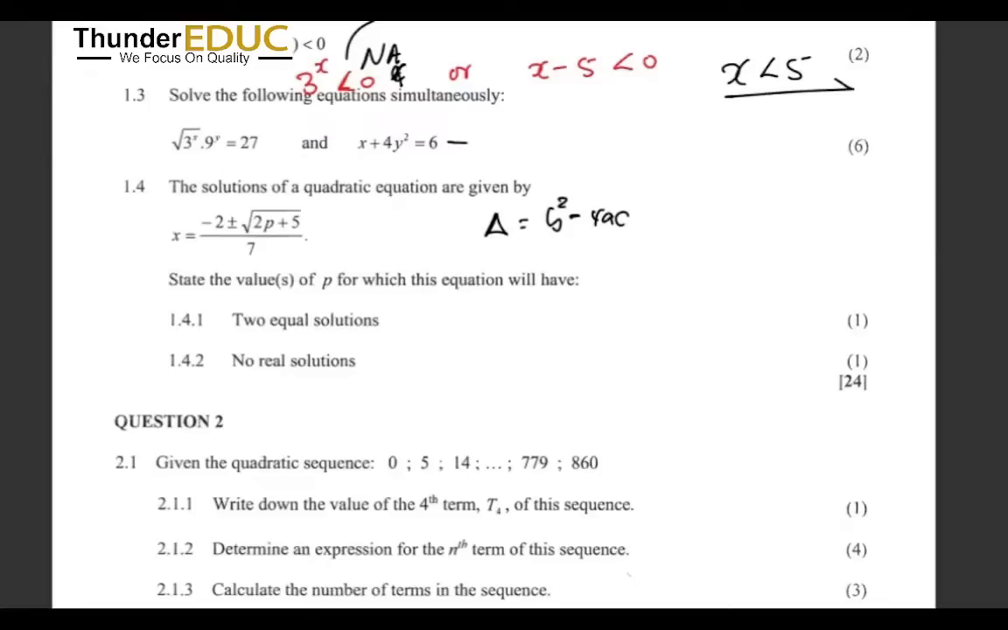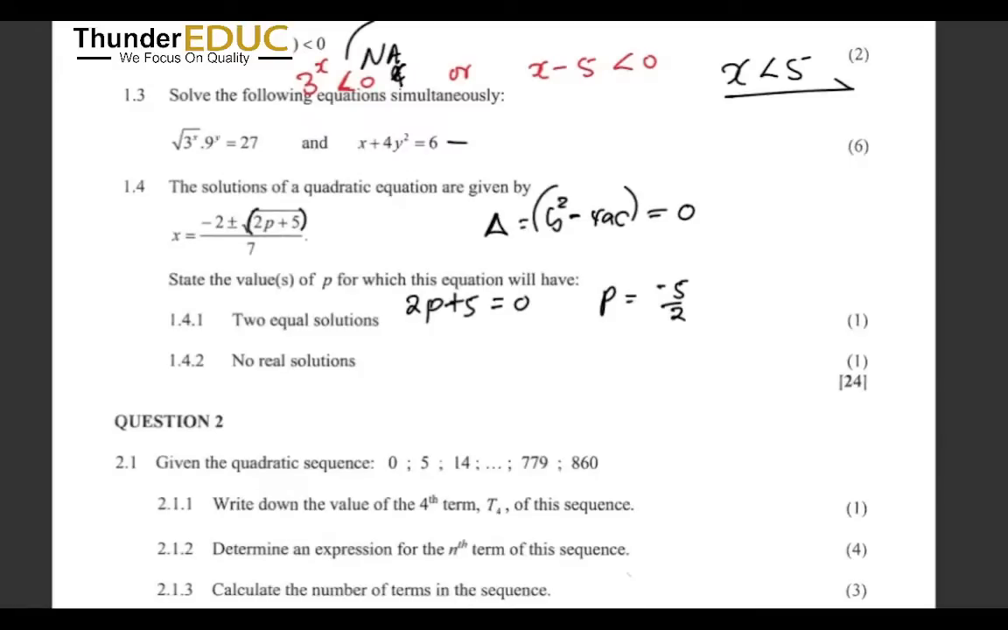So for as long as the discriminant is equal to 0, then that's when we shall have 2 solutions that have equal value, equal magnitude. So we know that this b squared minus 4ac is represented by the 2p plus 5. So we shall say 2p plus 5 is equivalent to 0, and then we solve that. Which means our p is going to be negative 5 over 2.